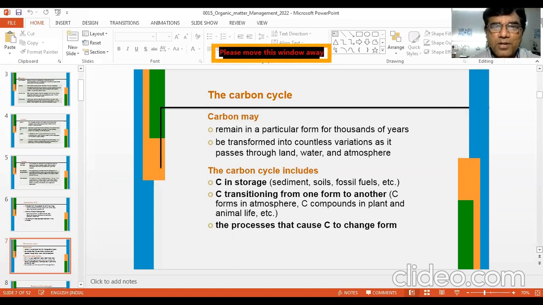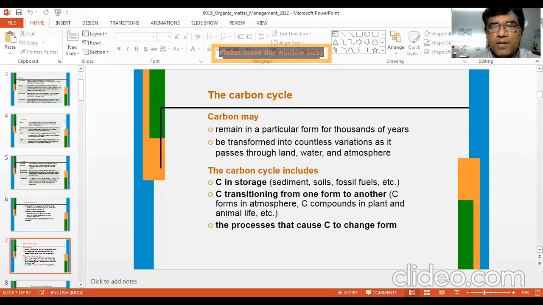The carbon cycle includes carbon in storage, which can be in sediments, soils, fossil fuels, etc. These soils can exist anywhere, maybe cultivated soil, forest, or riverbeds. So part of the carbon remains in storage. Some carbon is in transition, meaning changing from one form to another. Carbon forms exist in the atmosphere, and carbon compounds in plant and animal life. So it is a kind of circulation of carbon, known as carbon transitioning.